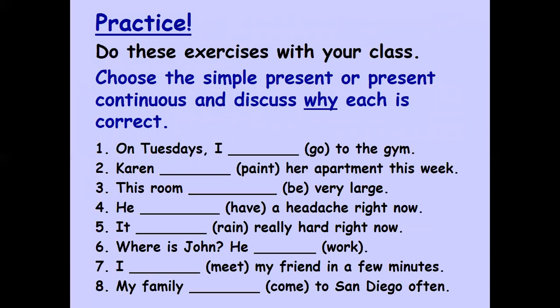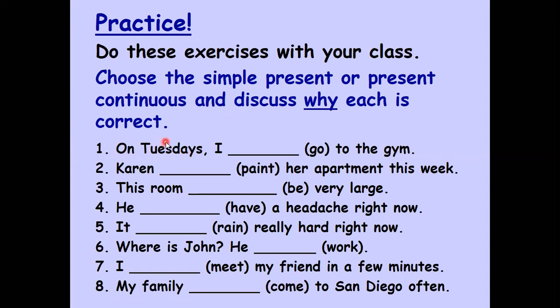This is a little practice. Remember that the simple present is used for routines. So when I refer to the simple present, I am always going to refer to a routine. And that's why simple present uses words like on Tuesday, on Monday, on Wednesday. So on and the days of the week. This is simple present. On Tuesdays, I go to the gym.